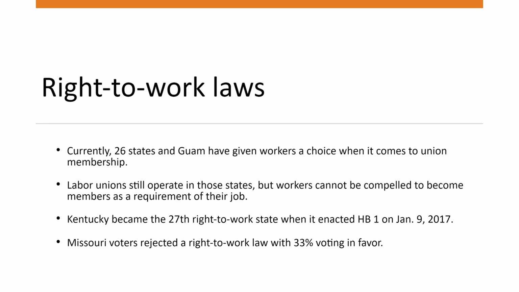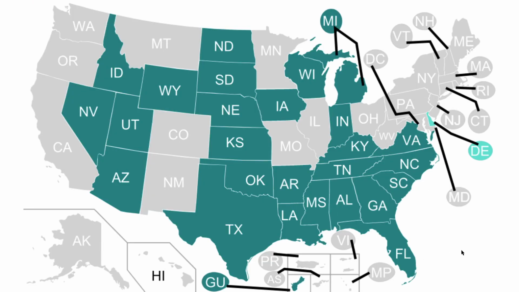Now Kentucky became the 27th right-to-work state, enacted by House Bill 1 on January 9th, 2017. Missouri rejected right-to-work laws, with only 33% voting in favor of it. So before Kentucky, before 2017, there were 26 states and Guam. Now there are 27 states and Guam. Missouri rejected it. This is what it looks like. If it's in green, that means they have right to work. So there's Guam. Puerto Rico doesn't have it. American Samoa doesn't have it.